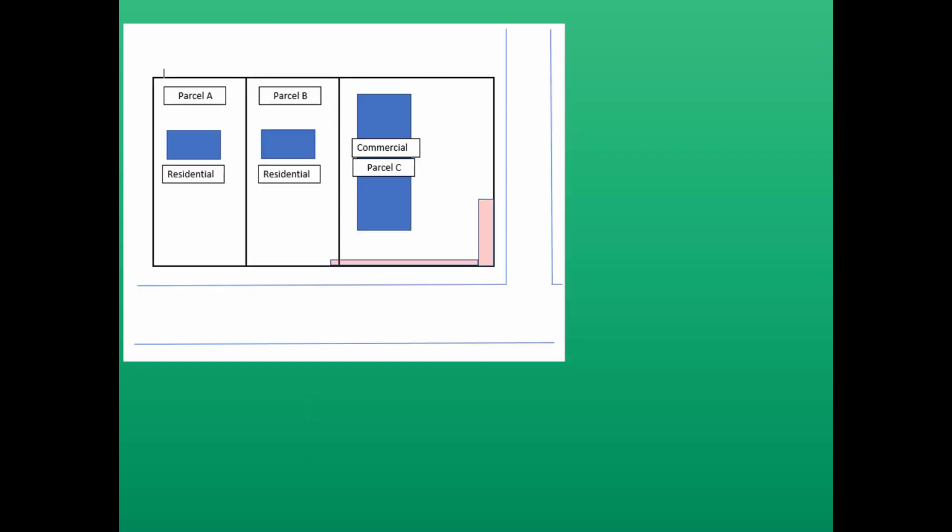And here's an example of what we're talking about when we're talking about larger parcel or the whole property. What you see in front of you are 3 properties side by side. One is parcel A, one is parcel B, one is parcel C. A is improved with a residential structure, B is improved with a residential structure, and parcel C is improved with a commercial structure. So you have differing land uses. On parcel C, you're going to see that there's a take area. That's what those pink areas represent.